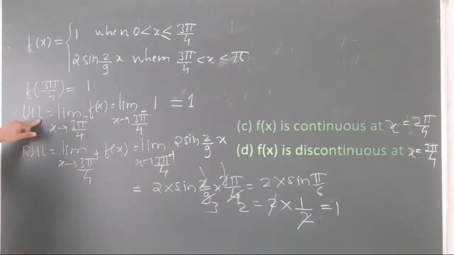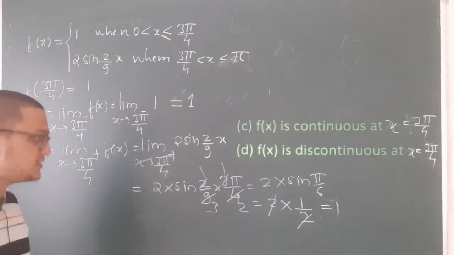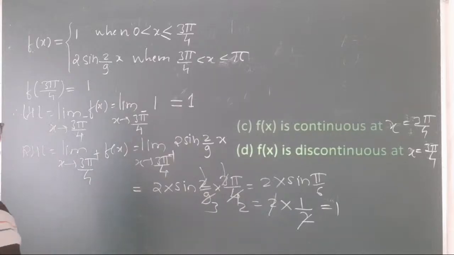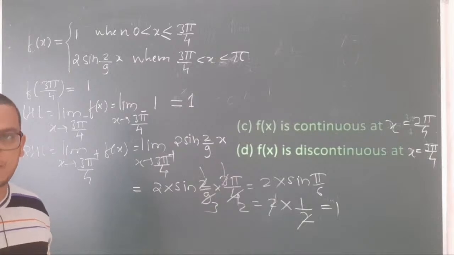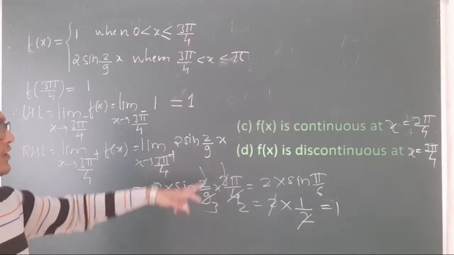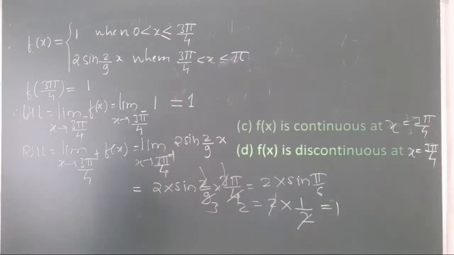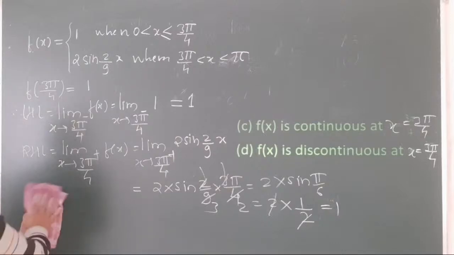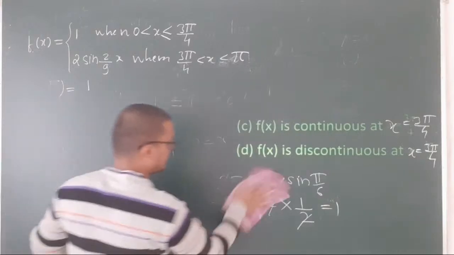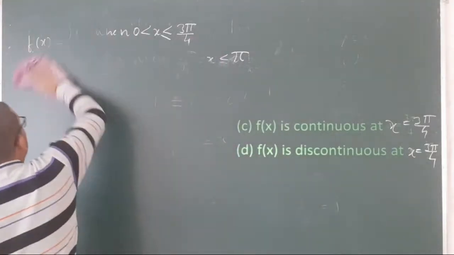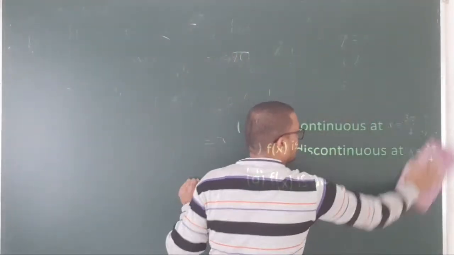So you can observe LHL is 1, RHL is also 1. If LHL is equal to RHL, it means what? The function is continuous at x equals 3 pi by 4. So therefore option C is correct here. See, in this problem we have simply checked the continuity at x equals 3 pi by 4.